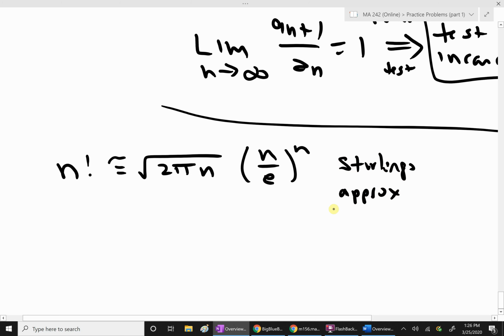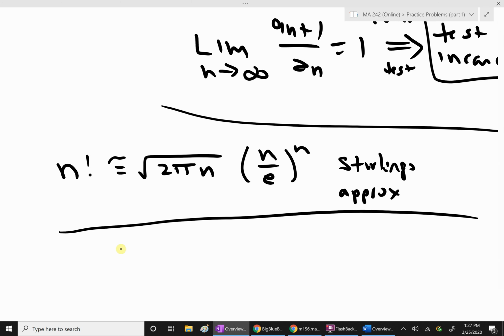It's amazing. Stirling lived back in the time of Newton, and to get this approximation is mind-blowing, how he did it, because it's actually not easy at all. It's really cool. Okay, so that one we can't get an answer to. All right, any questions on this?